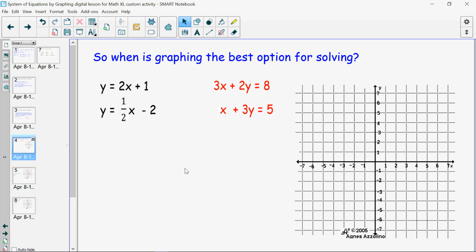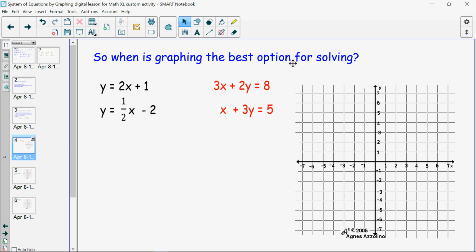Let's see. So we like to graph in the y equals mx plus b format. Hopefully you remember how to do that. At one point we got pretty good at it, and then we moved away from it and did other stuff. But this is y equals mx plus b. This is not y equals mx plus b. You could still graph them, but they're just not as easy to graph.